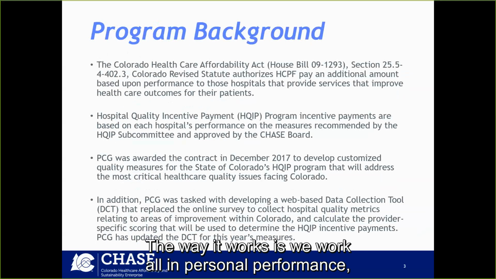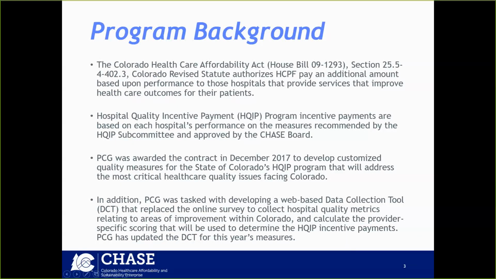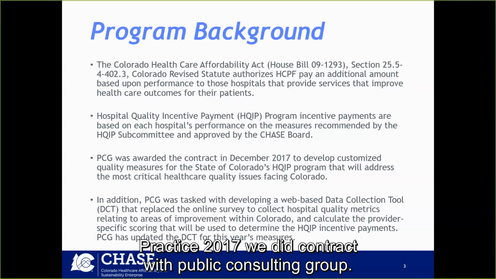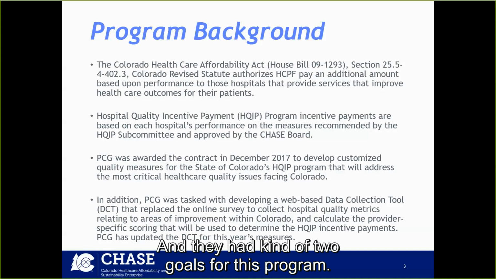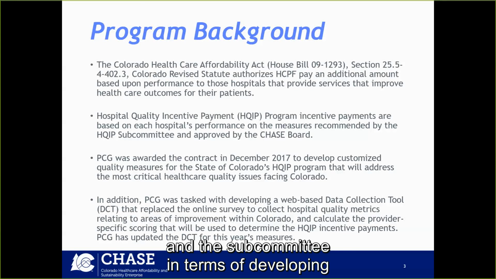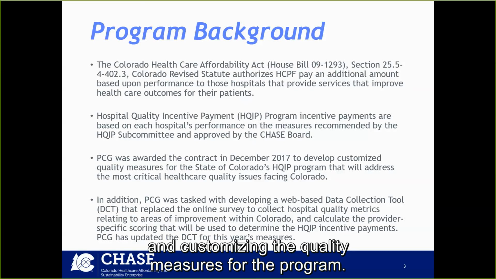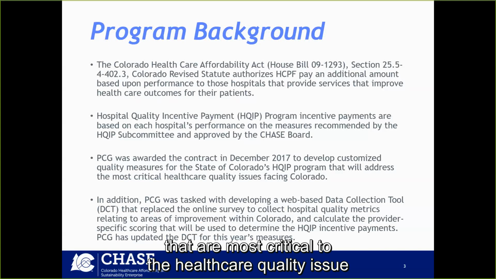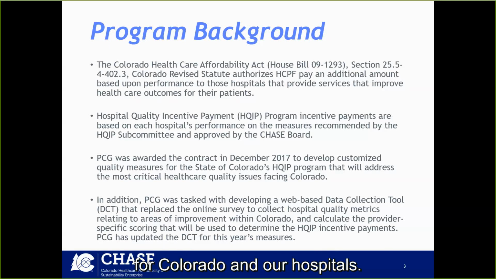The way it works is we add up each hospital's performance and score it, and that's where the payments come from. Back in 2017, we contracted with the Public Consulting Group, and they had two roles for this program. One is to work with the department and the subcommittee in developing and customizing the quality measures for the program, focusing on the areas most critical to the healthcare quality issues facing Colorado, our hospitals, and the Medicaid population.